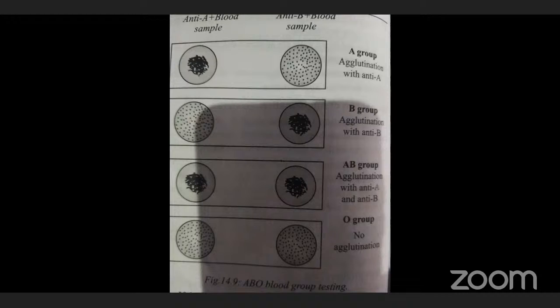That is called O negative. So O only determines the positive or negative, that is called the RH factor. So blood group is an example of the agglutination reaction. Clear? So examples may be asked.